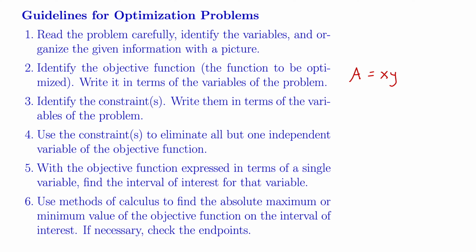On to step 3, identify the constraint. You'll be given some other piece of information that limits our objective function. So you want to search the given problem for that constraint, and then you want to write that out as well. Write them in terms of the variables of the problem. And then step 4, use the constraints to eliminate all but one independent variable of the objective function. So we want to have the objective function only in terms of one variable. Well, here we have two variables, so we have to get x in terms of y or y in terms of x. So let's see if we can do that.